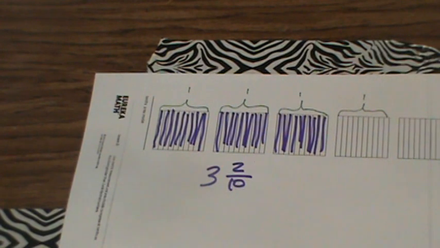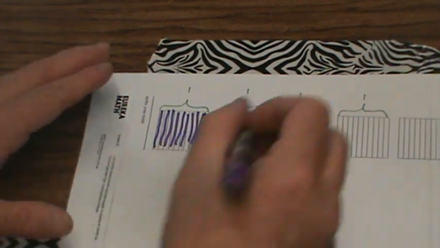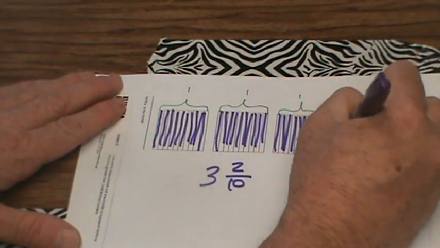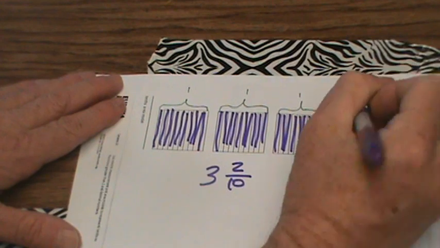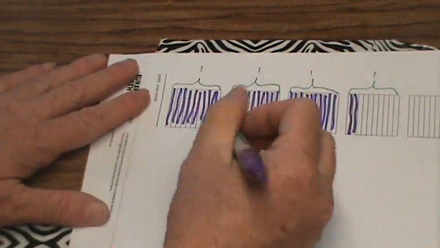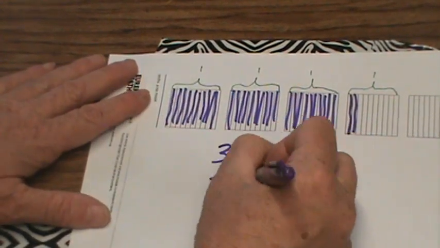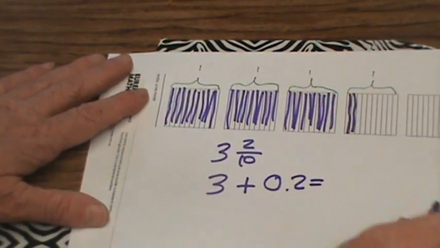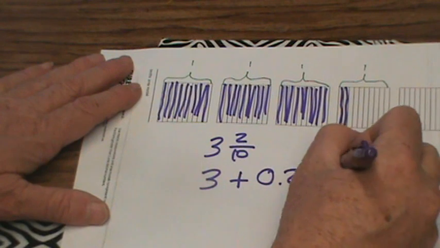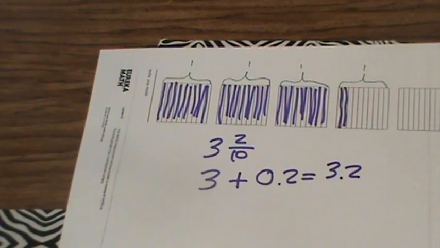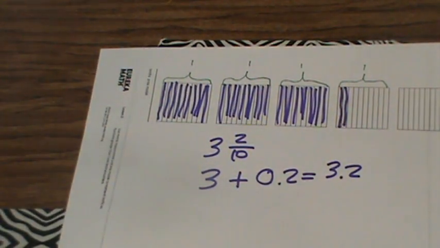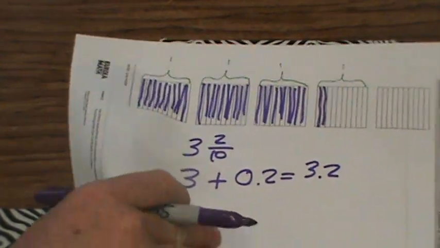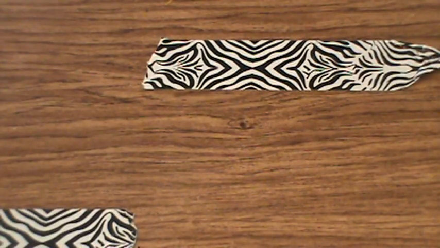But now I have to add the 2/10. Okay, I have my 3 wholes, and now I'm adding my 2/10. So let's go ahead and do that. 1/10 and 2/10. So now when we look at this, we can say 3 plus 2/10, or 0.2, equals what? 3.2, or 3 and 2/10. We're going to do another one. This one's going to be a little trickier before we tackle our problem set.